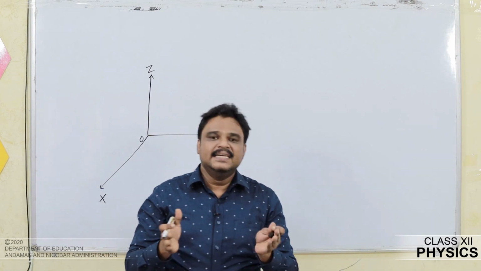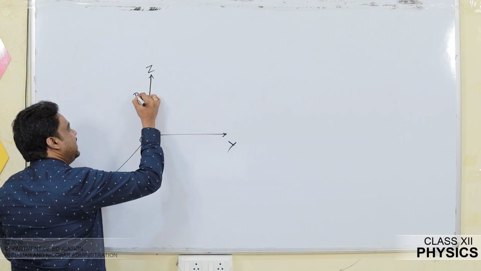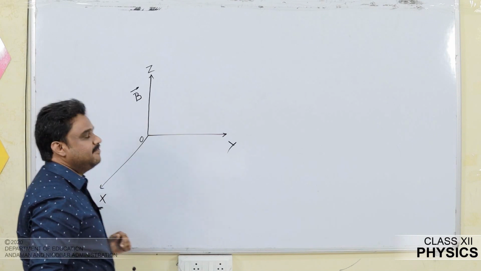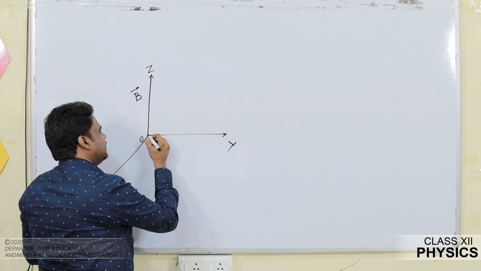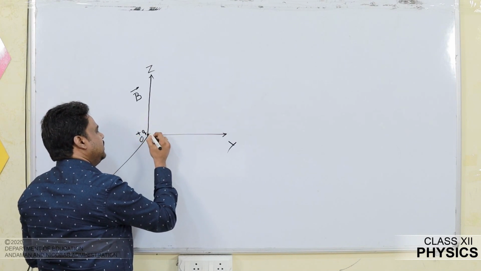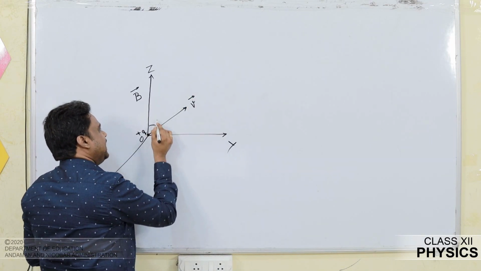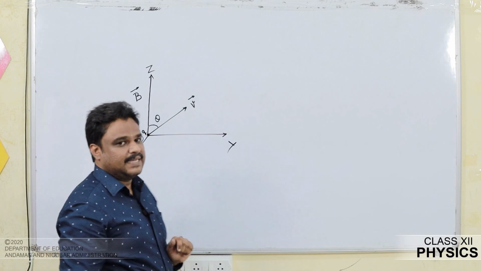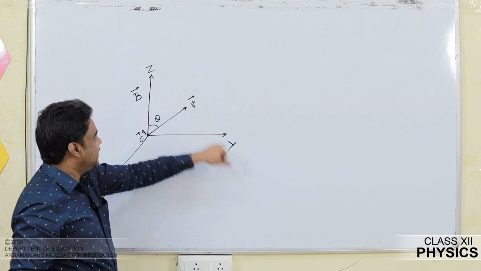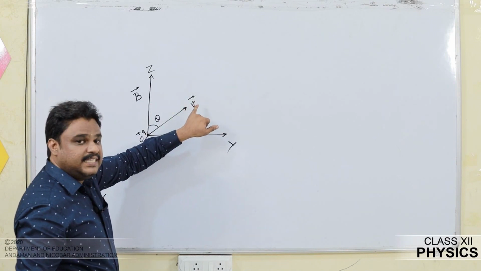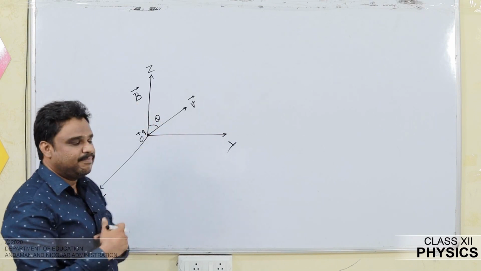I am assuming a charge is moving in a magnetic field. What about the magnetic field? A uniform magnetic field acts along the z axis. Let a charge that was kept at the origin move with a velocity vector v that makes an angle theta with the magnetic field. The charge is moving in the yz plane with a velocity v, and that velocity vector makes an angle theta with the direction of the magnetic field.